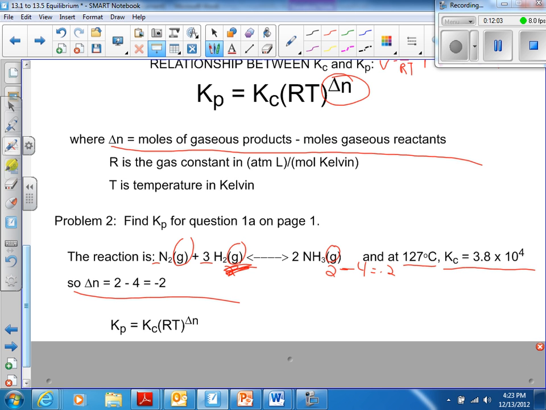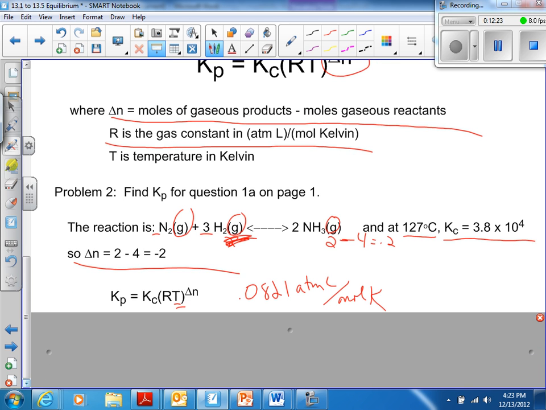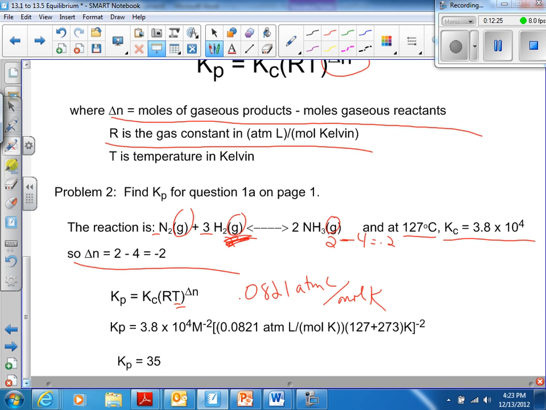Let me just plug into this equation. For R, we always use the gas constant in atmospheres liters per mole Kelvin, which is 0.0821 atmospheres liters per mole Kelvin. And you should pause and plug everything in here. Don't forget to use Kelvin right here. If you didn't pause, you're about to see the answer, and here it is.